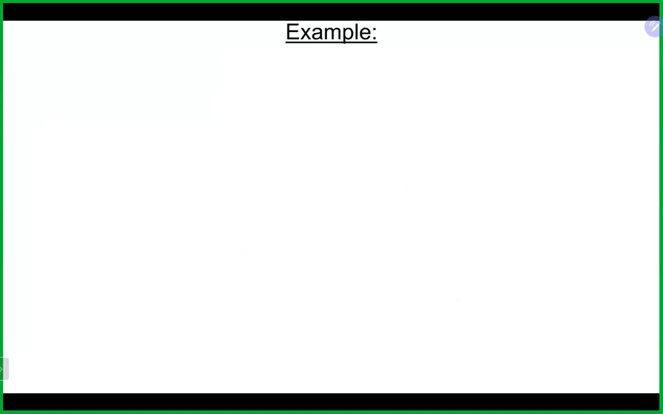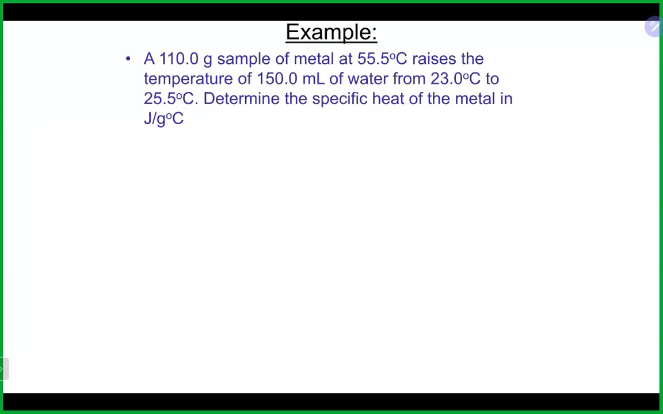All right, so why don't you give it a go here, see what happens. We got a 110-gram sample of metal at 55.5 degrees Celsius that raises the temperature of 150 milliliters of water from 23 degrees Celsius to 25.5. What is the specific heat capacity of the metal in joules per gram per degree Celsius? So take a few moments there, see what you come up with.